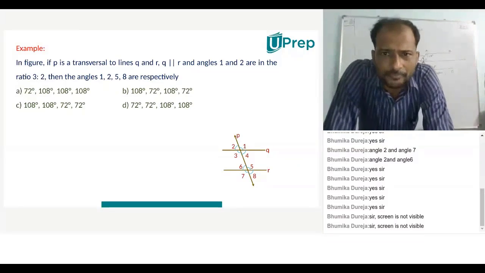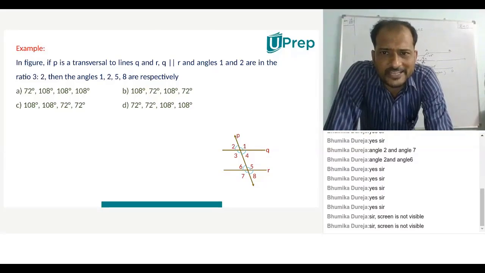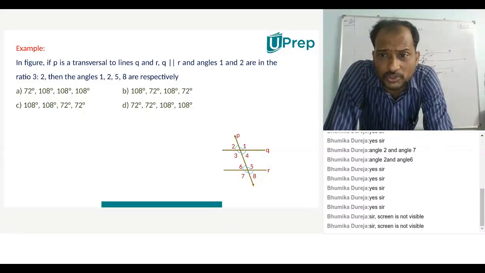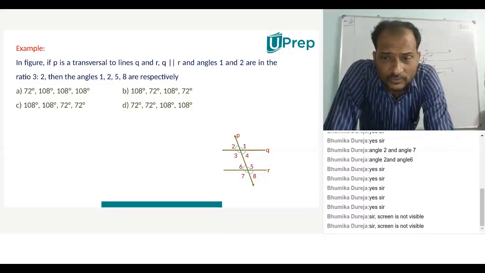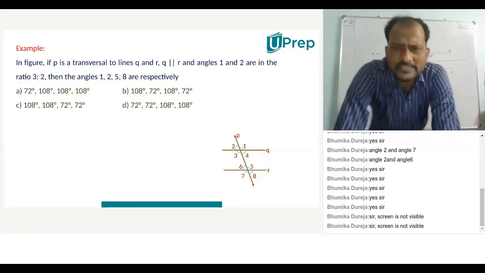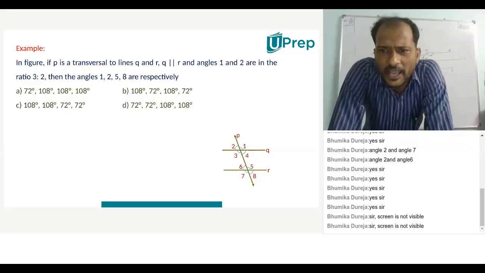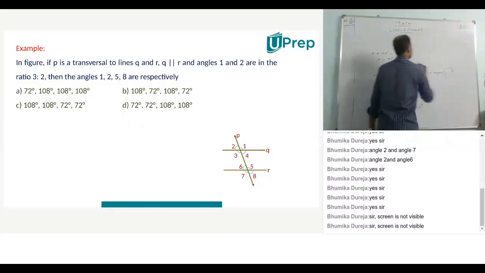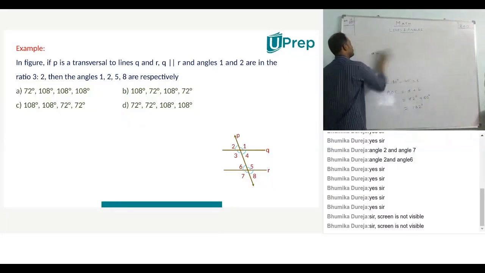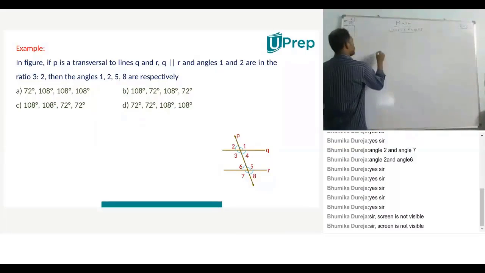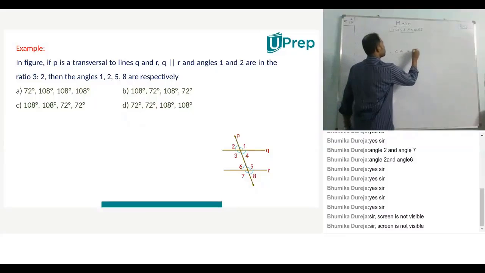Here in the figure, P is the transversal to lines Q and R, Q is parallel to R, and the angles 1 and 2 are in the ratio 3:2. Then what are the measures of angles 1, 2, 5, and 8? Basically, angle 1 and angle 2 are in the ratio 3:2, right? Yes, sir. So angle 1 is to angle 2 is equal to 3:2.